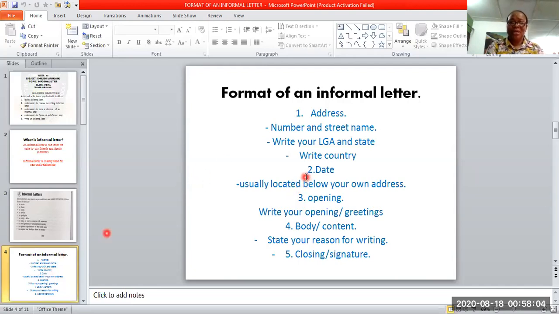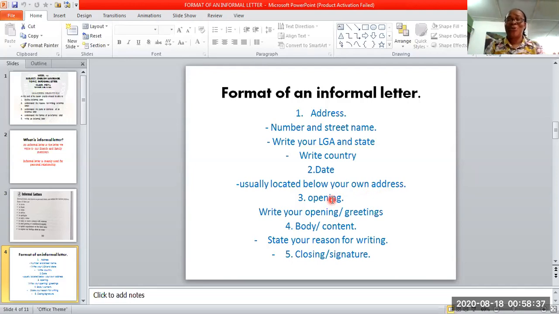So we go on. The date. Your date should be written usually below your own address. Once you have achieved writing your address, 6 Omololu Street, Surulere, Lagos, Nigeria, okay? You now write your date, 16th August 2020. Are we clear? Beautiful.